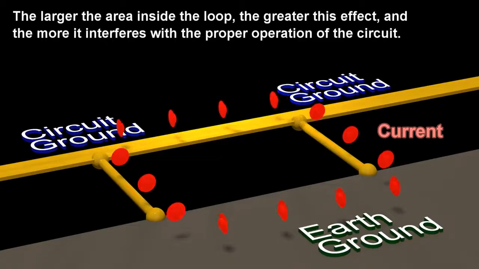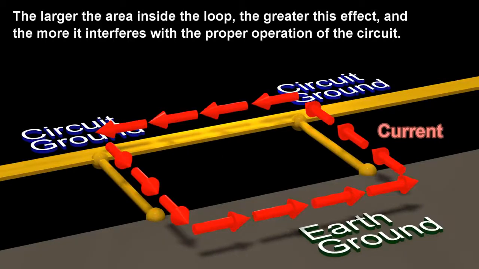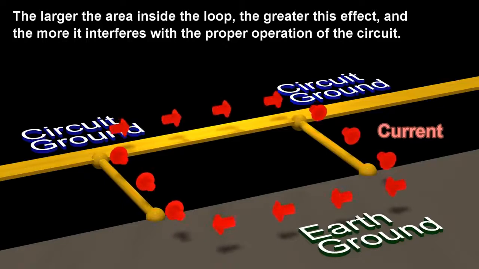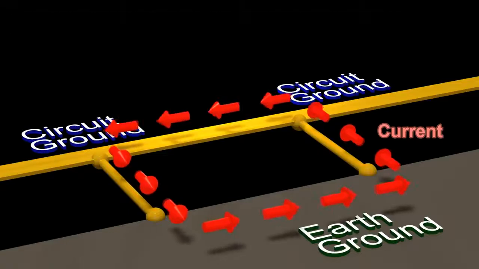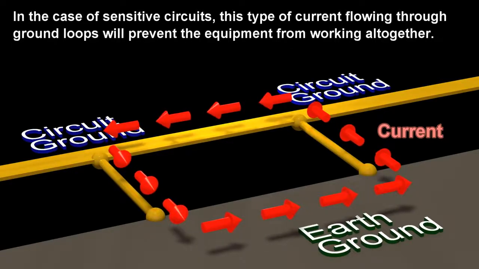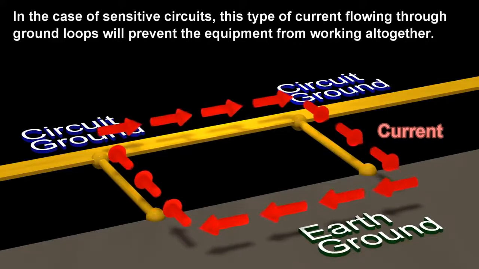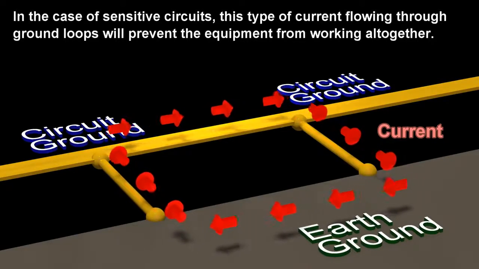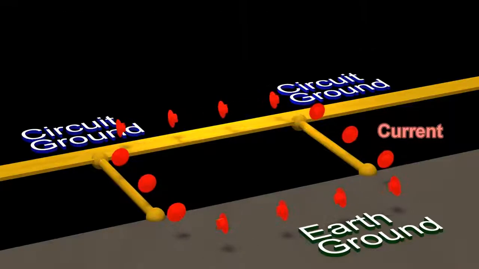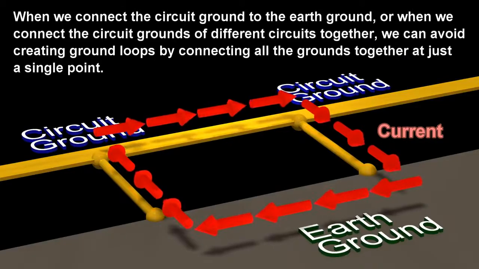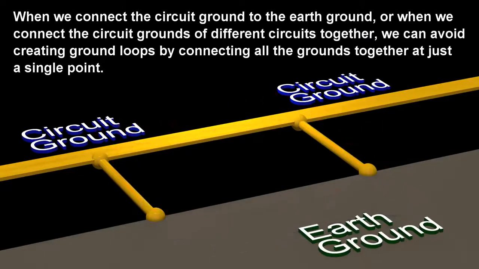The larger the area inside the loop, the greater this effect, and the more it interferes with the proper operation of the circuit. In the case of sensitive circuits, this type of current flowing through ground loops will prevent the equipment from working altogether. When we connect the circuit ground to the earth ground, or when we connect the circuit grounds of different circuits together, we can avoid creating ground loops by connecting all the grounds together at just a single point.